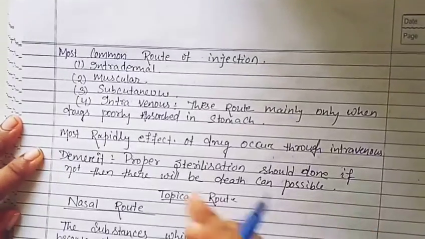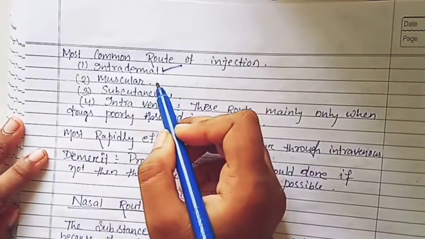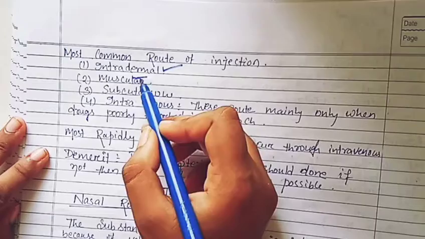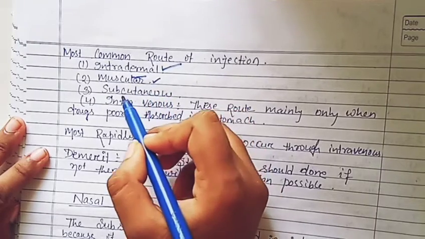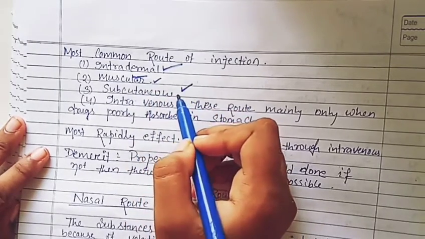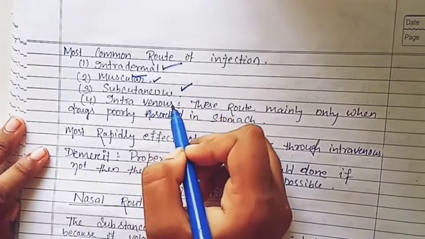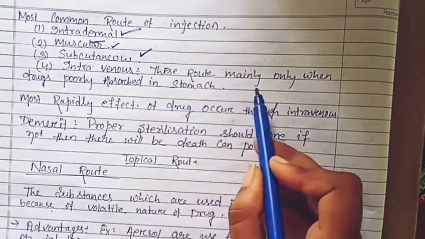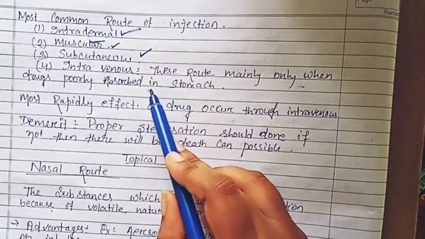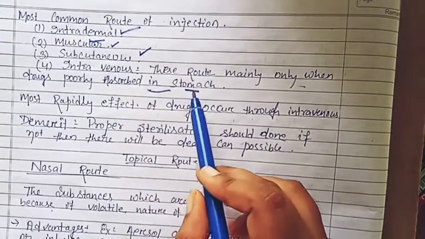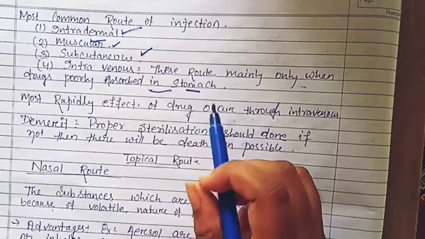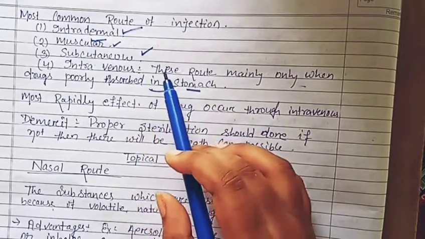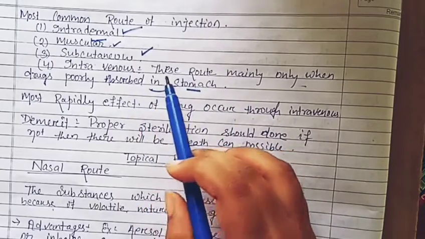One route of parenteral is intradermal. We can give injection intradermally. Derm means skin, under the skin, or intramuscular, under the muscle, or subcutaneous, or intravenous. Intravenous is used only when drugs are poorly absorbed in the stomach, meaning when a person's stomach is ill or does not work properly, we use the intravenous route.